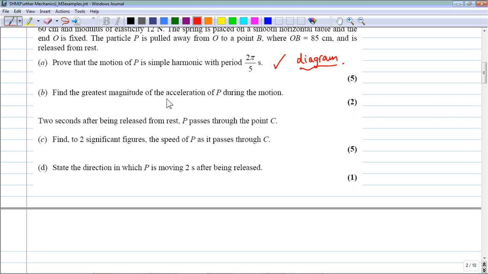Now part B says find the greatest magnitude of the acceleration of P during the motion. Well, because we just said that y double dot is minus 25y, I hope it's obvious that, as I said at the beginning, the maximum acceleration occurs at the endpoints. So the maximum magnitude is 25 times 0.25. So that's 6.25 meters per second squared. Notice here I'm using SI units, meters and seconds.